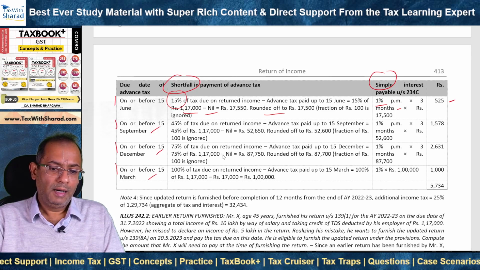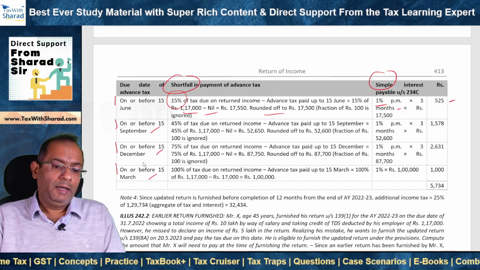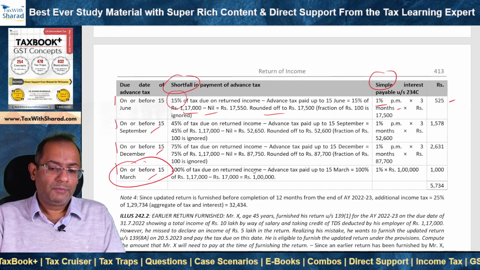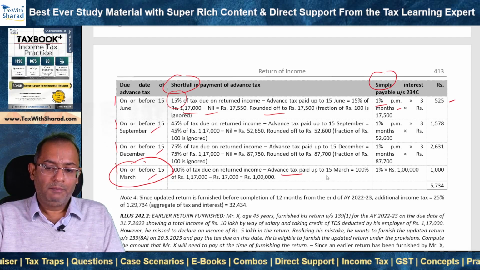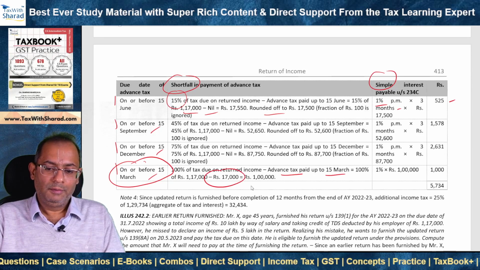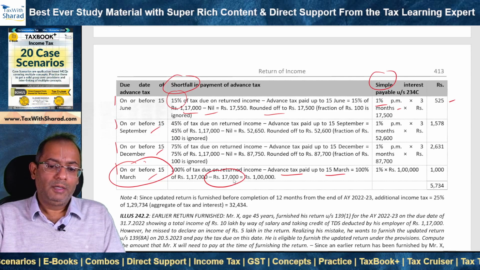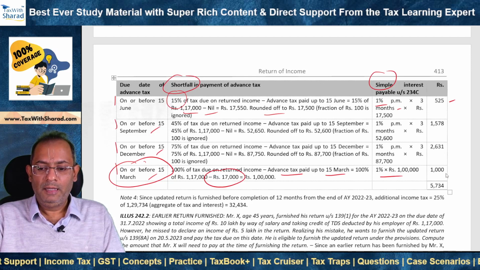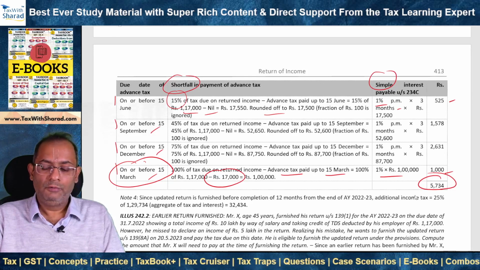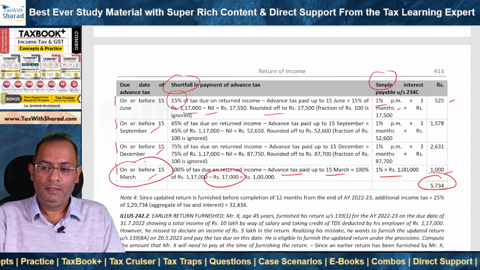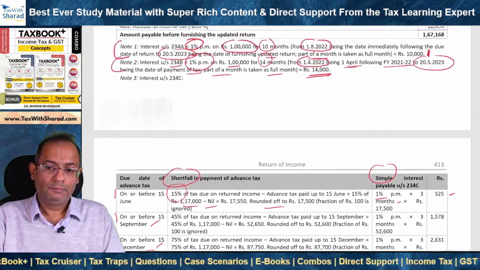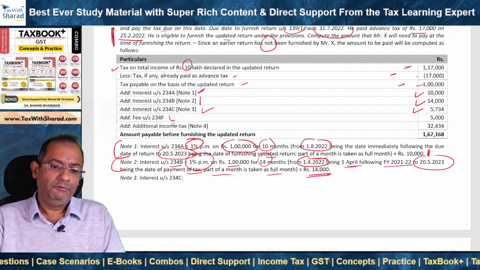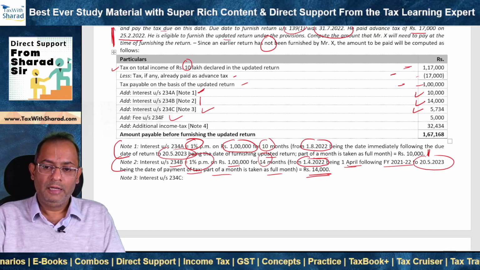While calculating the interest for the due date of 15th of March, we will consider advance tax paid up to this date, which will be 17,000, right? In this particular case, we will reduce the amount of advance tax paid, 17,000, and accordingly make the computation. So the total interest under 234C will be 5,734. And fees under section 234F will be rupees 5,000.